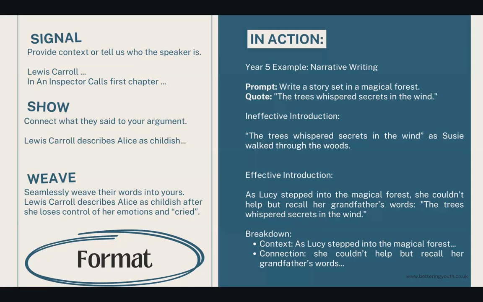The last part is to weave. We need to seamlessly weave their words into our own. Lewis Carroll describes Alice as childish after she loses control of her emotions and "cried." Now, this is a specific word that we've zoned in on from a sentence within a passage that we were asked to investigate. Of course, a little bit later on, we're going to include the literary devices that help us see this, the different emotive language.